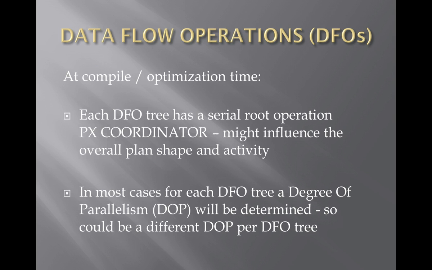Then another thing to consider is that for each DFO tree, the degree of parallelism will be determined by the optimizer. So in theory and also in practice, it is actually possible to arrive at different degrees per DFO tree. So this also means that if you happen to have a parallel execution plan with multiple DFOs, multiple DFO trees, then there is a chance that you actually have more than a single degree of parallelism in a single execution plan. So some part of this execution plan might be executed at a degree of 4 and another part at a degree of 8.